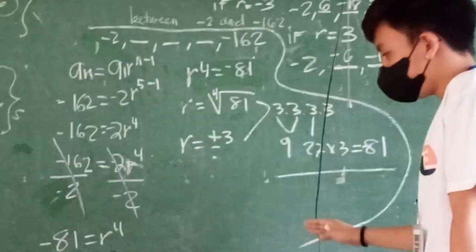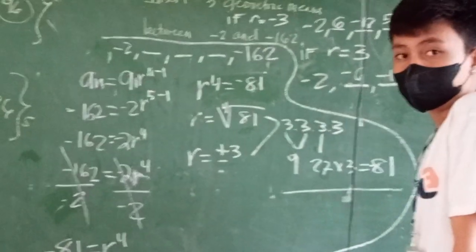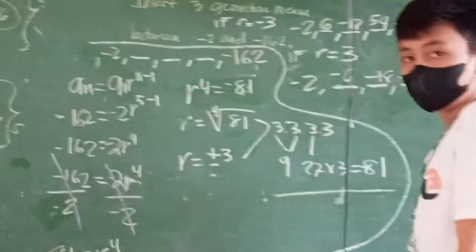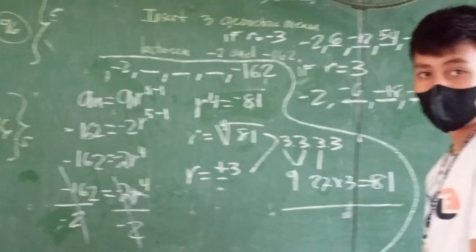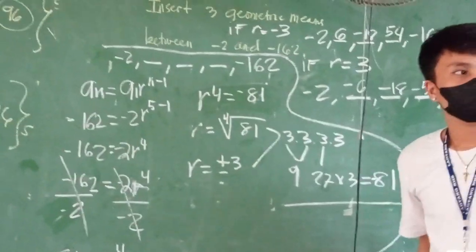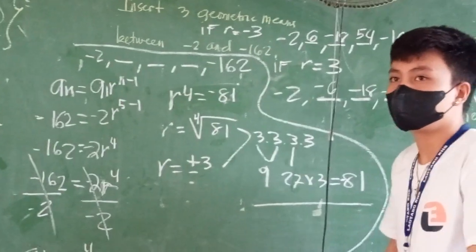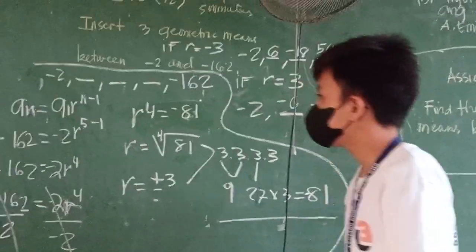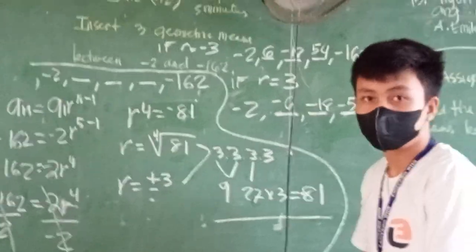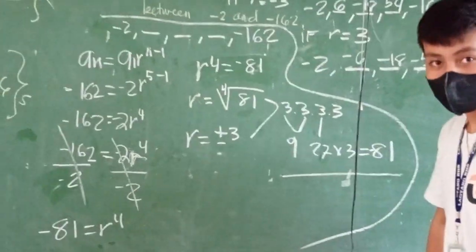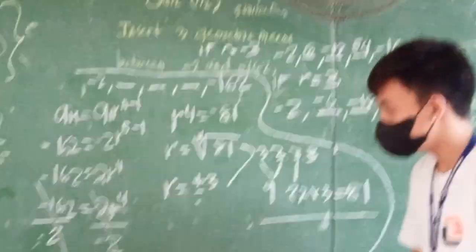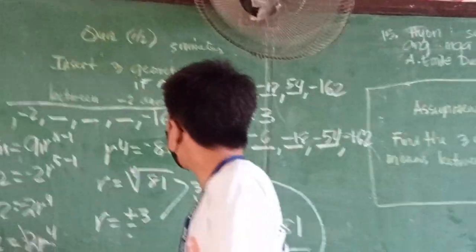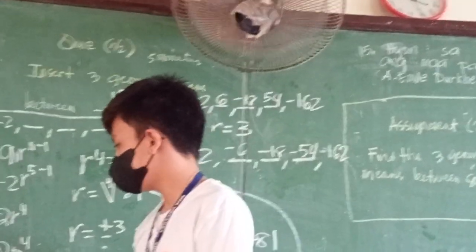Before you extract the fourth root, when you say extract, you take the fourth root of 81. Then I have a question: why is your 81 negative? How many times have I repeated that when you divide two numbers with the same signs, the answer is always positive?